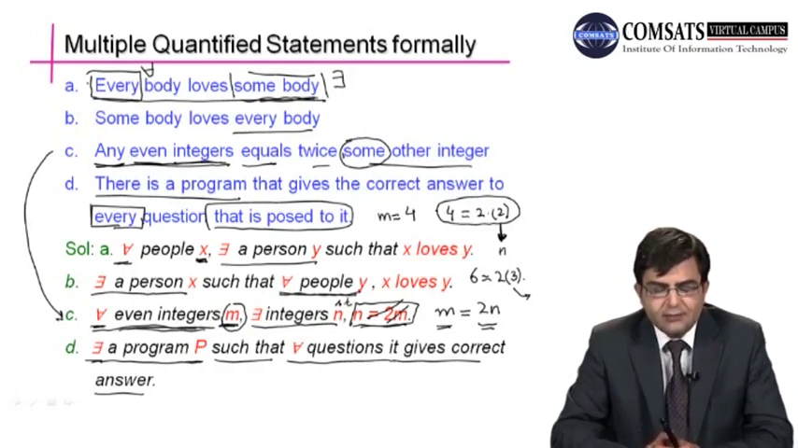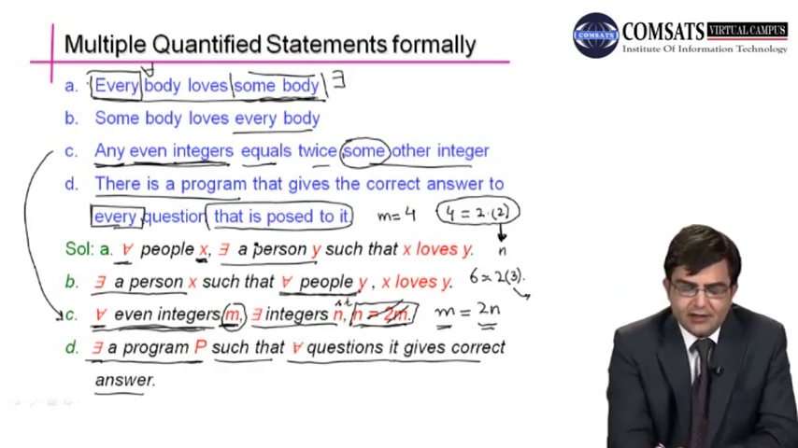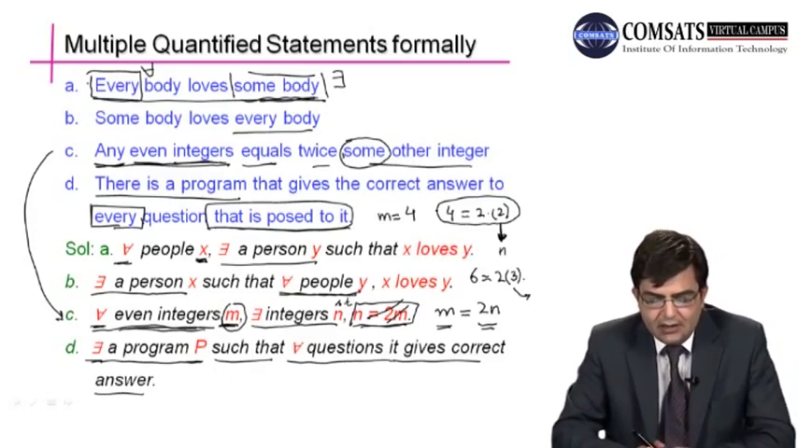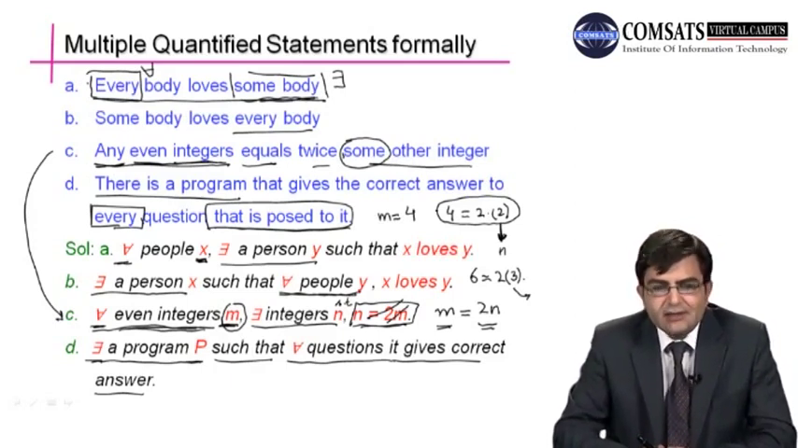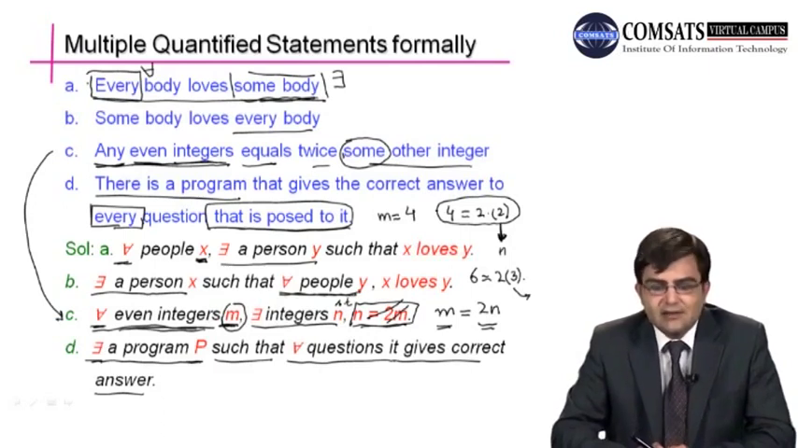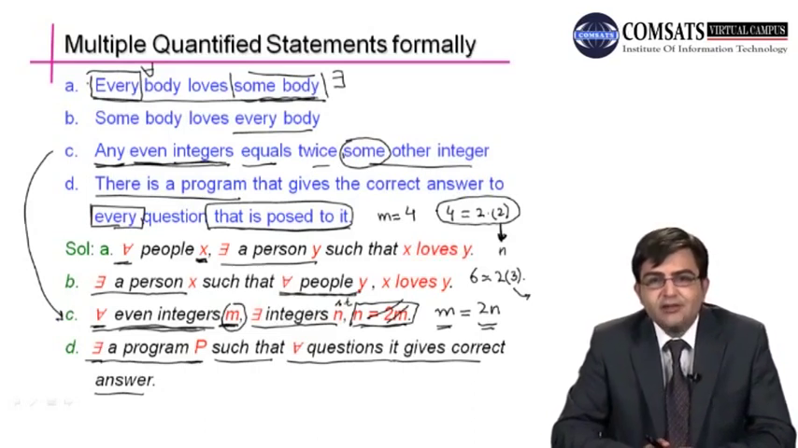So sometimes there is some unnecessary explanation in the statements which we can omit or leave. So there is a program means we'll use the existential quantifier that gives the correct answer to every question, and for every question we will use the universal quantifier. So we can easily translate this statement into the logical statement using multiple quantifiers.